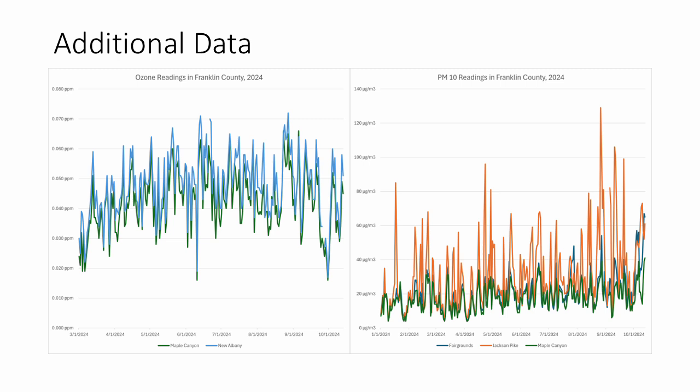The PM10 plot, however, visibly shows the magnitude of peaks experienced at the Jackson Pike wastewater treatment plant. Compared to even heavier populated areas like the fairgrounds or Maple Canyon monitoring sites, whatever happens in the surrounding area of Jackson Pike has a very large effect on particulate matter concentrations.